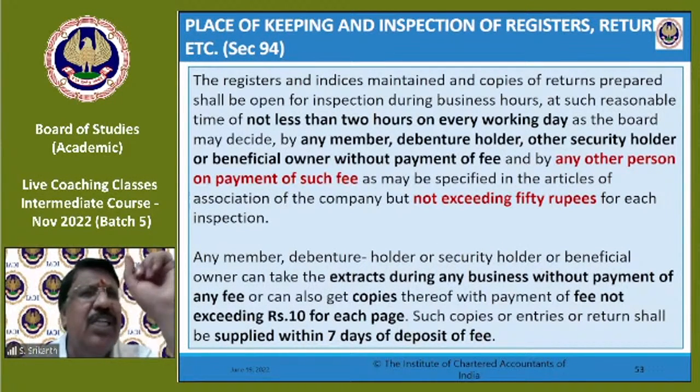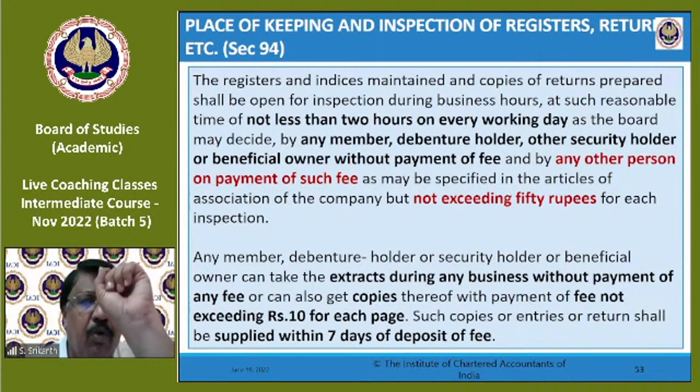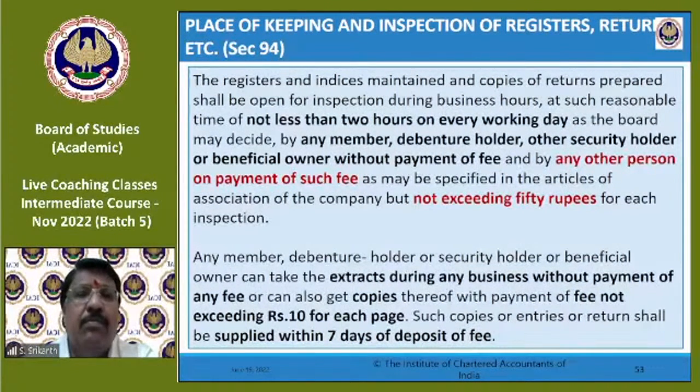See, whenever you see inspection provisions, please be clear. Who can inspect? When? Okay. Who can inspect? Any person. Okay. Register of members, register of debenture holders, index of members, any person. Okay. Member can also. Member, debenture holder or beneficial owner can take extracts.